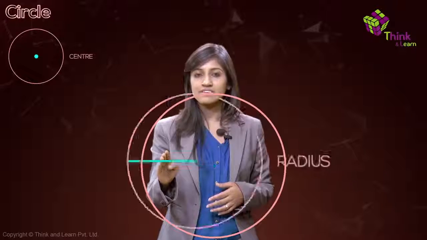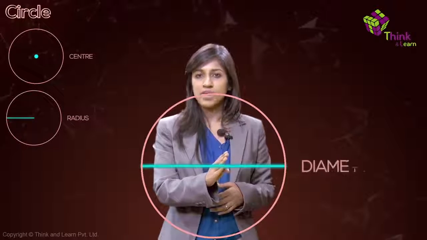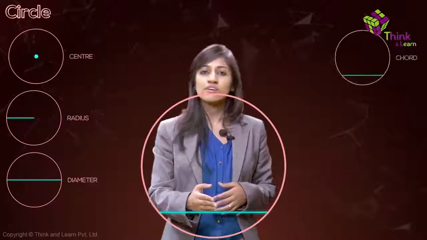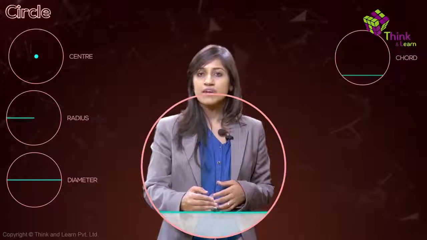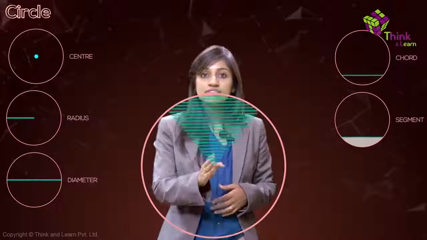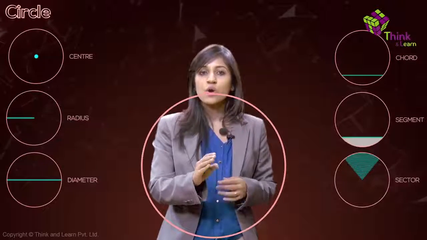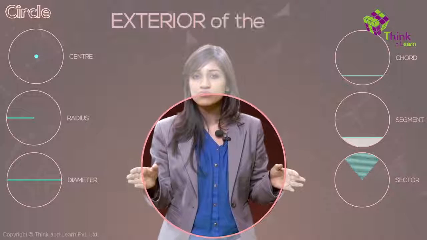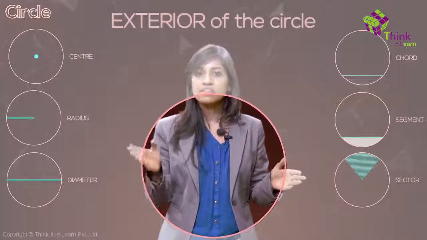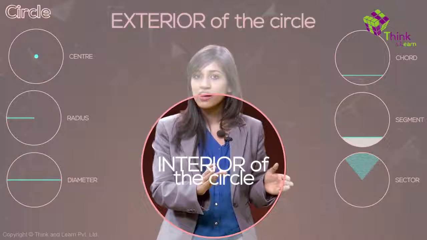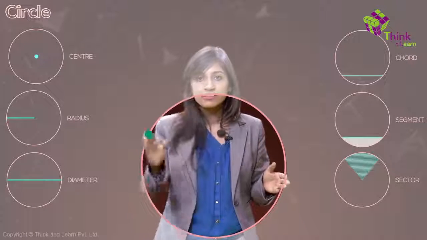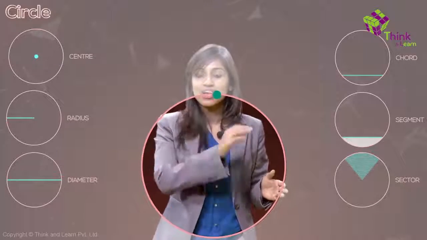So I have a circle over here. Okay. Now, let's look at the first part. This is the center. Okay. This is the radius. This length is the diameter. This is a chord. This region is a segment, right? This is a sector. Whatever is outside the circle is the exterior of the circle because it's outside. And this is the interior because it's inside. And finally, this is the circumference.